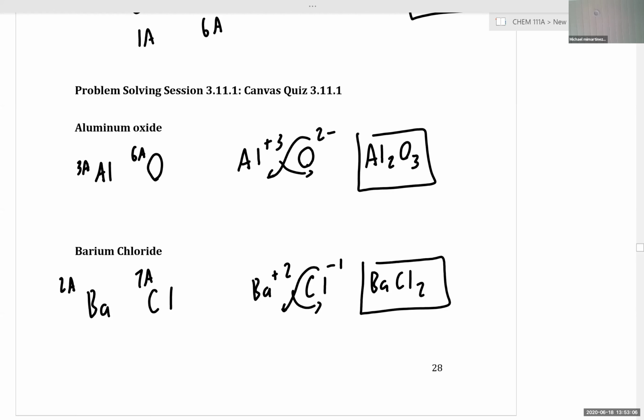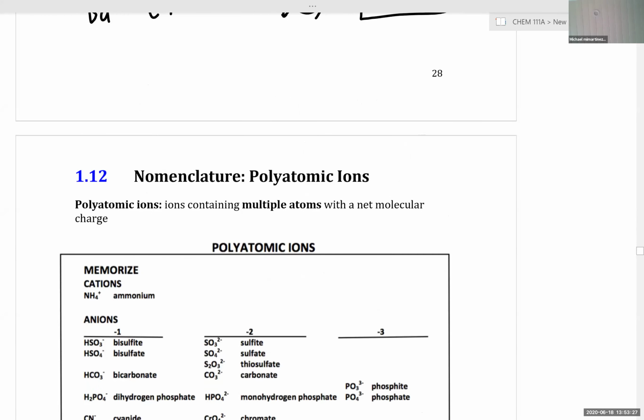Any questions on these examples? If not, let's continue on.